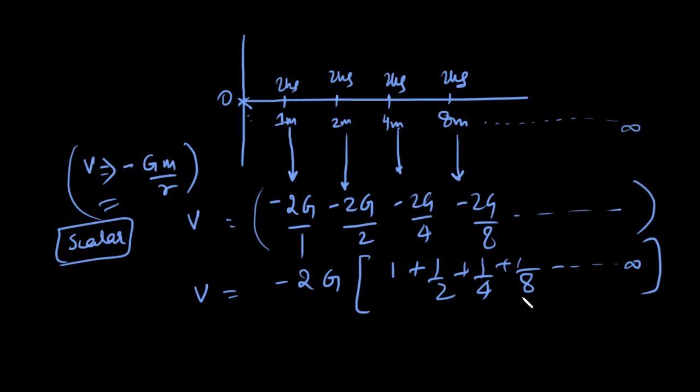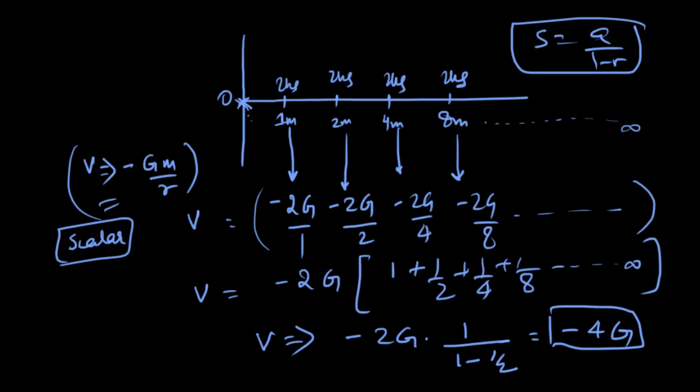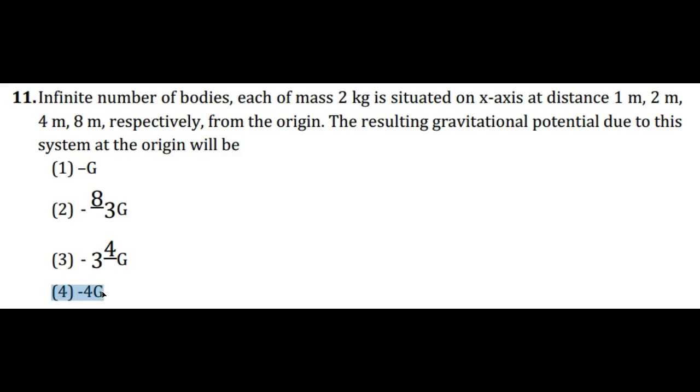So this is a GP, geometric progression. In an infinite geometric progression, the sum is A upon 1 minus R, as I know. A is this and R is the second term divided by the first, so half is R. This means minus 2g times 1 upon 1 minus R, which is half, so this would be equal to minus 4g. So the net potential at the origin is minus 4g. This is the answer. So the fourth option is my answer, minus 4g.